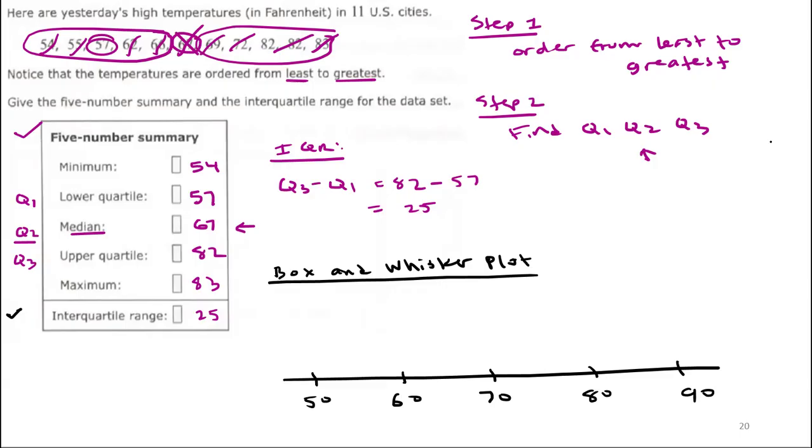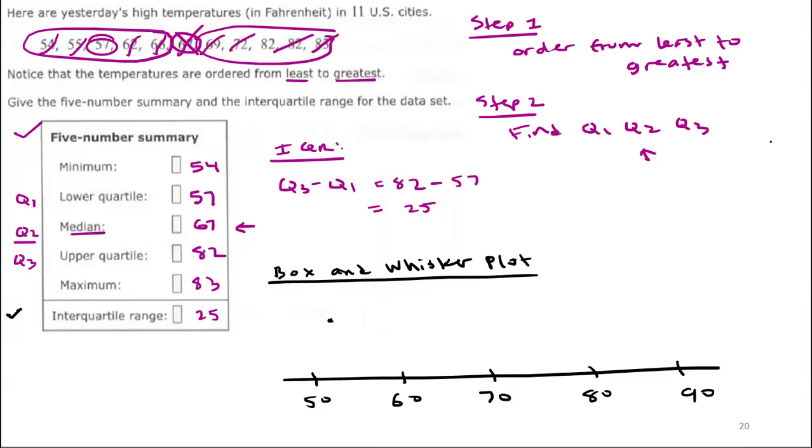First, you want to draw your points, or label your points. So in this case, 54 was our minimum, so that's going to be between 50 and 60, closer to the middle number here.